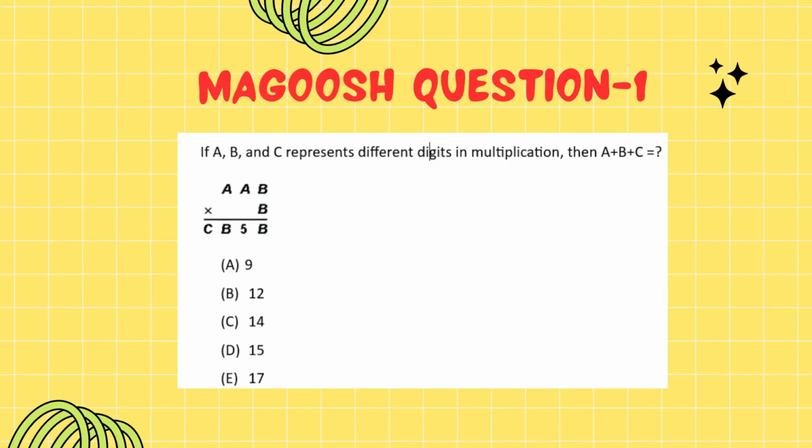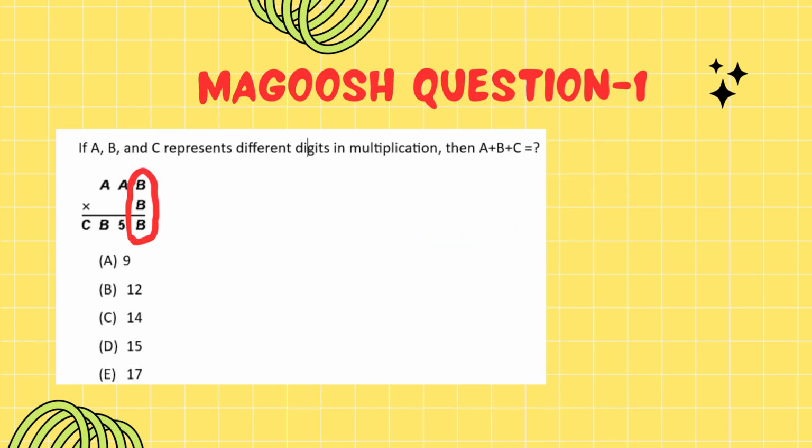Hello everyone. So today we are going to solve this question. A digit B is multiplied with AAB and this results in CB5B. And we are supposed to determine what is A plus B plus C. It's a pretty tough question which will be solved by hit and trial method.